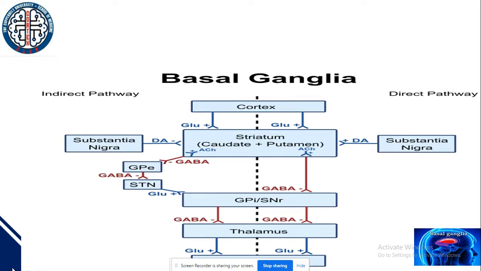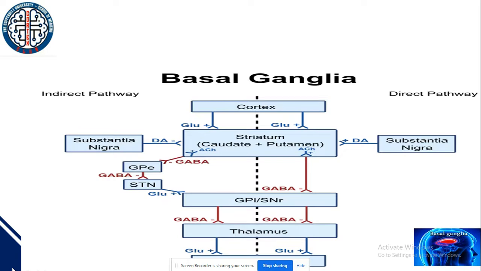So the STN here is the subthalamic nucleus. Once that happens, the subthalamic nucleus is going to produce more glutamate. Now remember, glutamate is an excitatory neurotransmitter. And if it is an excitatory neurotransmitter, we're going to have exactly the opposite.